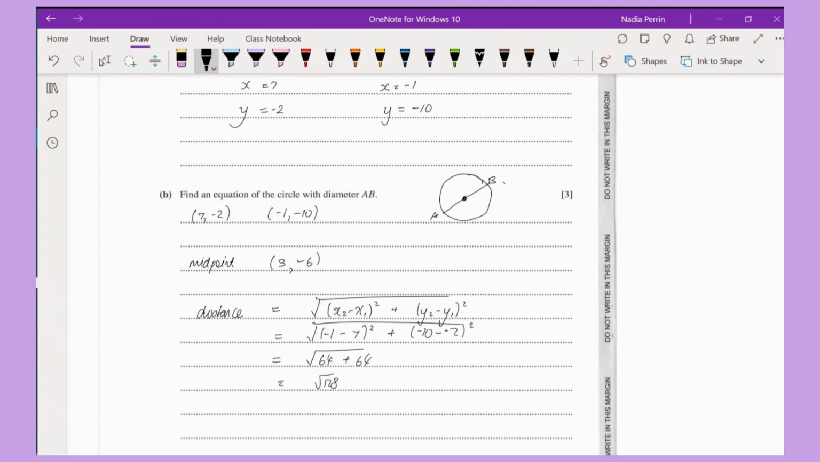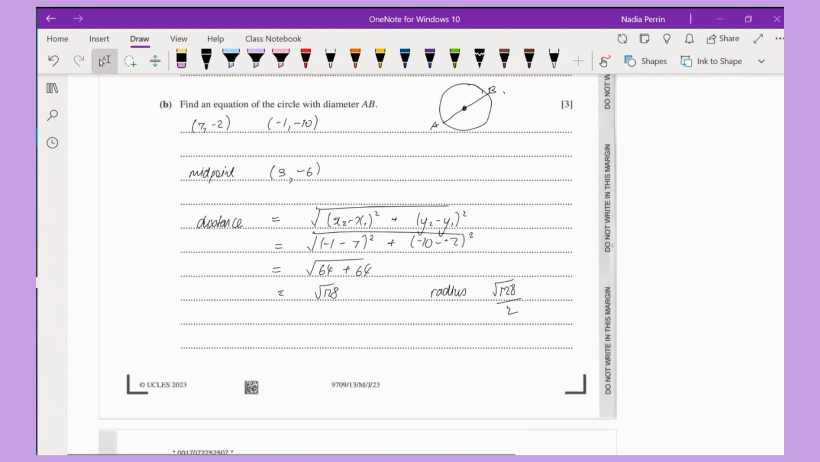Now remember, that's actually the diameter, and we don't actually want the diameter, we want the radius. So the radius is going to be square root of 128 divided by 2. When we give the equation of the circle, you're going to go the midpoint. Remember, when it's in brackets, it changes sign. Plus 6. And then the radius has to be squared. So it actually ended up being 32.